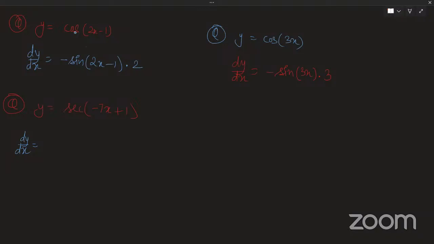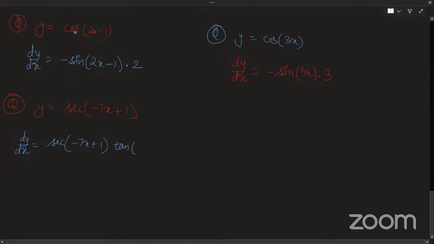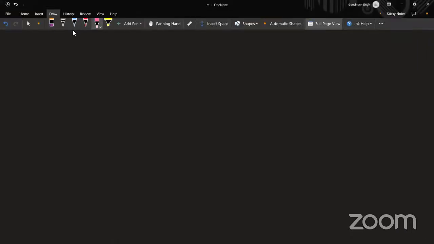So you keep the inner part as it is. So secant x into tan x, right? In place of x, I will be putting this thing, multiplied by minus 7. Right? So this will be my answer. Really simple. Okay, because it will be used at many places. So just for reference, fine.